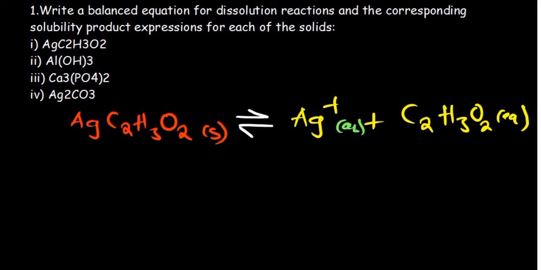It says write a balanced equation for the dissolution reaction, and then we need to write the KSP expression. For the sake of our understanding, in this case I'm going to use the ICE table, and in the other examples I'll not use the ICE table because you're going to get the concept.